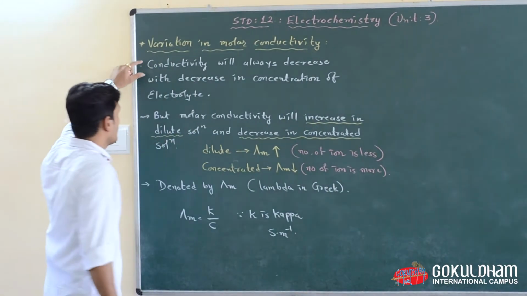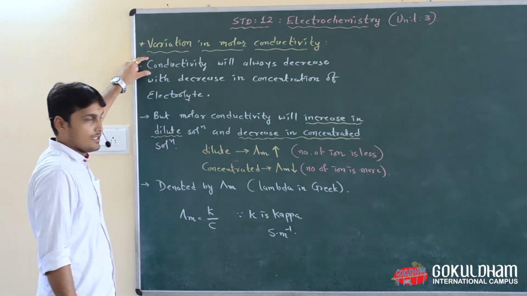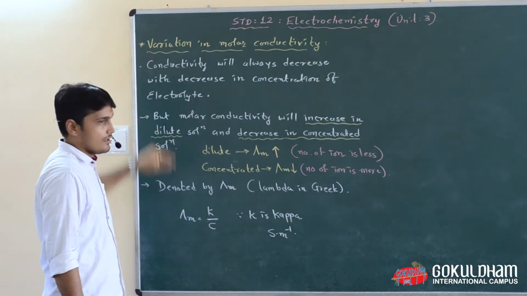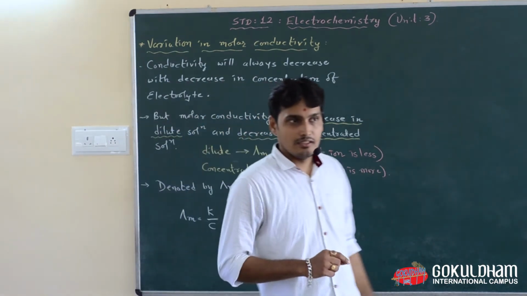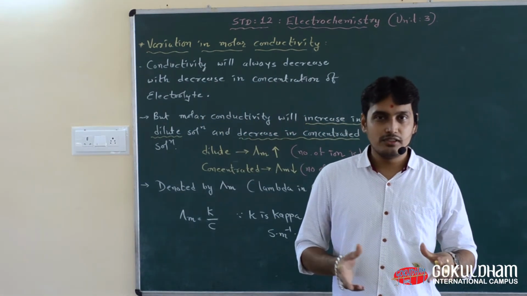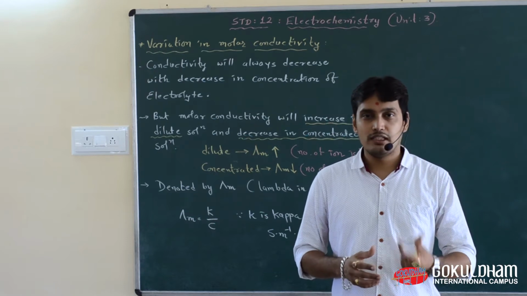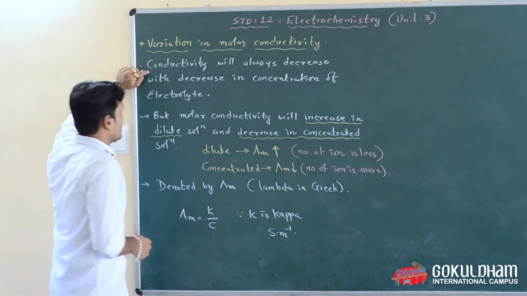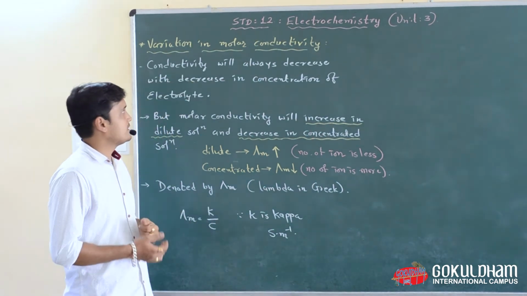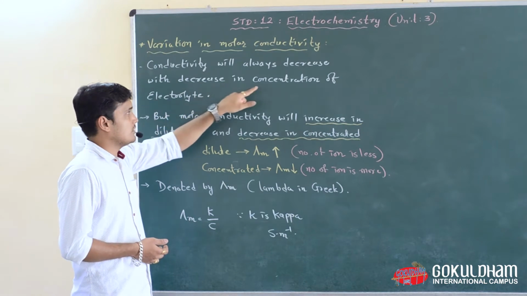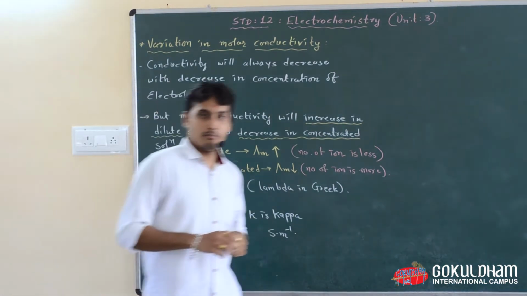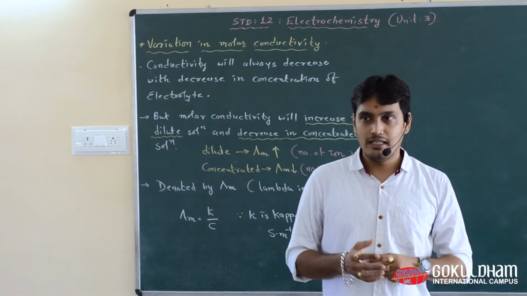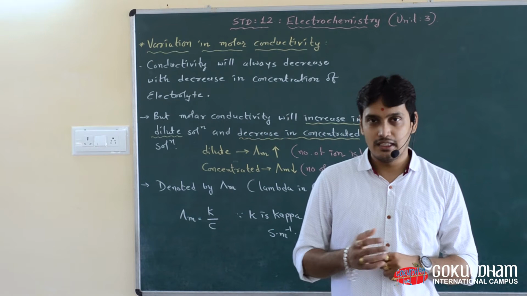First of all, what do you mean by conductivity? Conductivity means in an electrolyte, when you apply any current, the solute is divided, or you can say dissociates, into positive and negative ions. The conductivity will always decrease with decrease in concentration. Decrease in concentration means your number of ions is less. That's why the conductivity is also less.